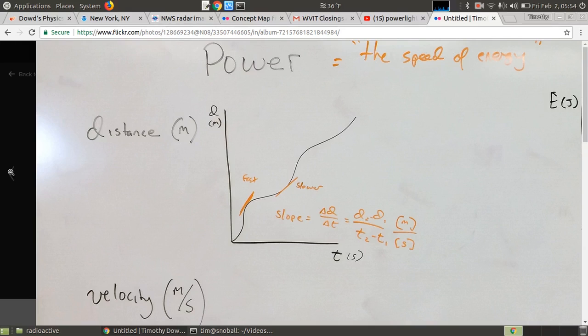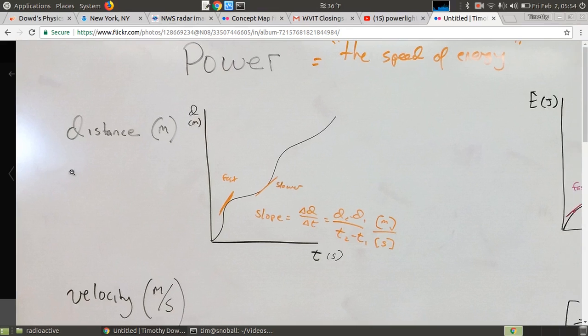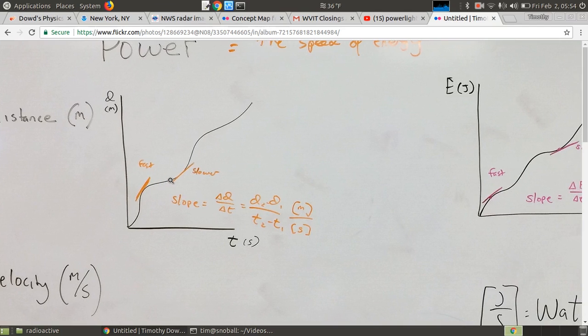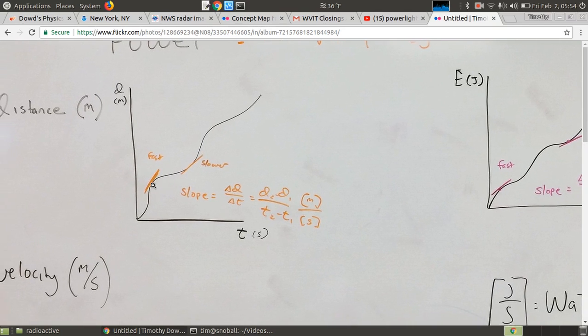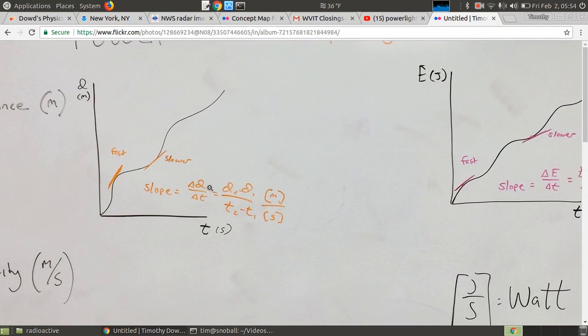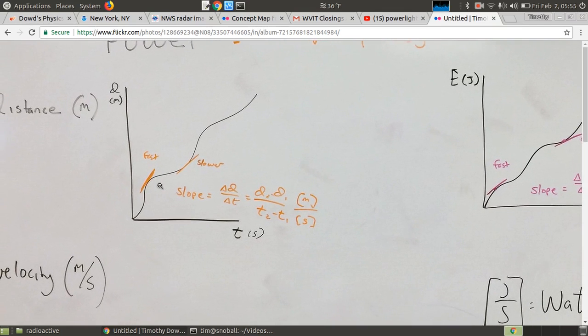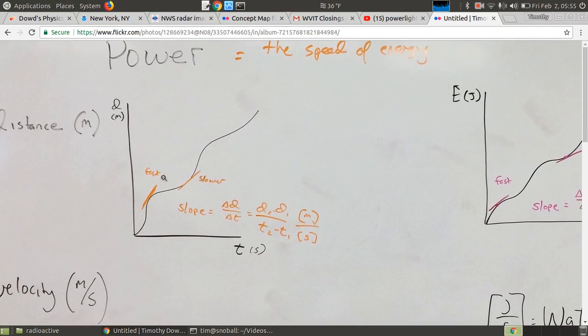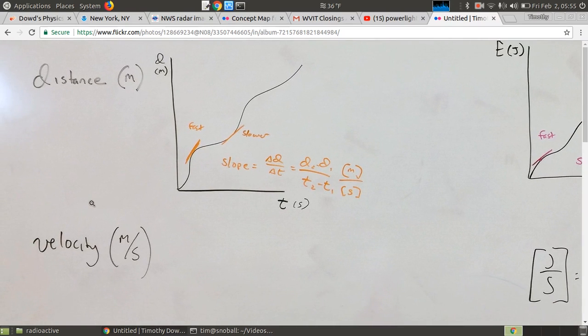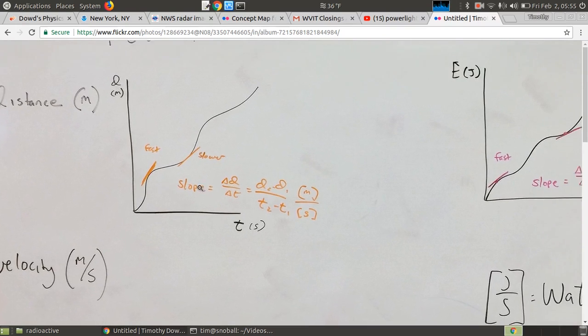What I'd like you to remember is power as being the speed of energy. So what do I mean by that? If you think back to when we were learning about speed, we have a distance time graph, and we called the slope of that graph the velocity. So we took change in distance over change in time at a couple different points, and how steep that slope was represented how fast you were going. In this case, this would be something moving faster. That would be something that slowed down. If you understand that, you understand the relationship between energy and power.